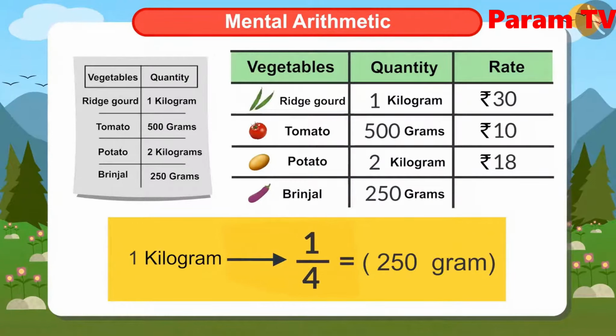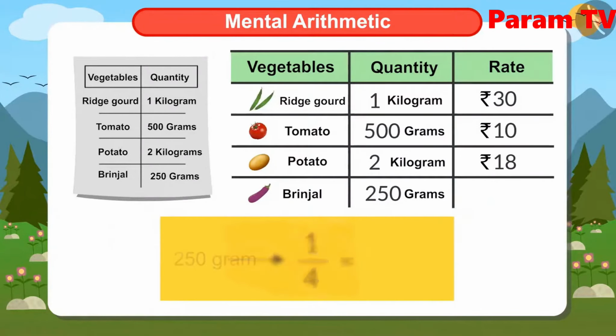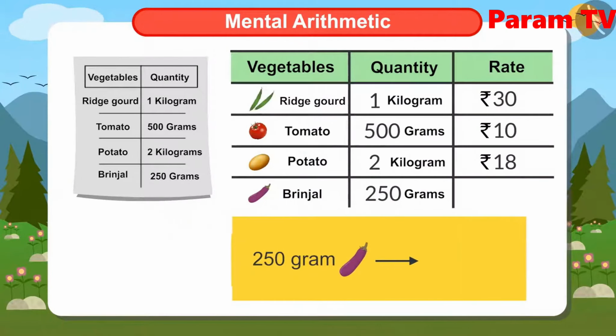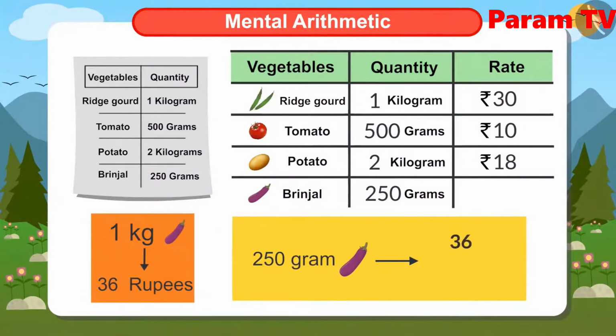So, to find the value of 250 grams of brinjal, we have to divide the price of a kilo of brinjal by 4. It means 36 divided by 4. 4 nines are 36. It means the price of 250 grams brinjal is 9 rupees.